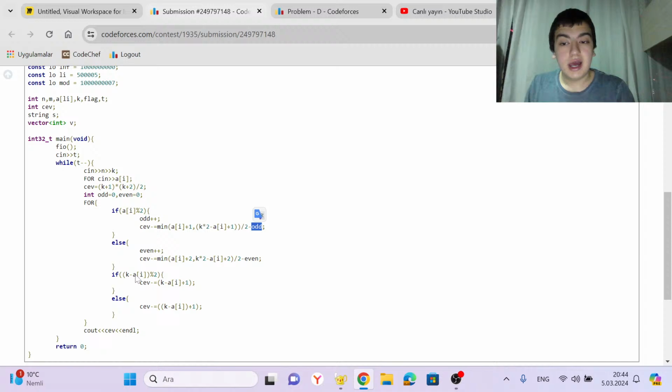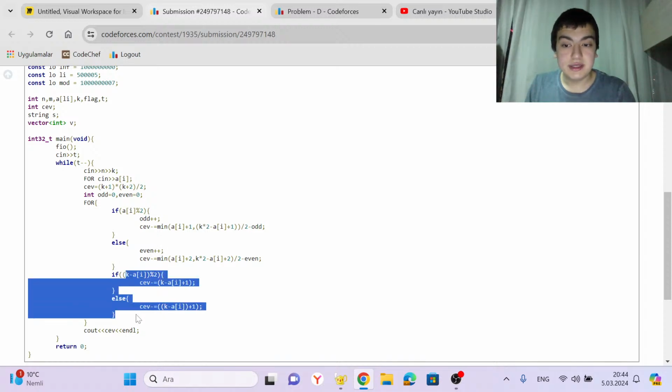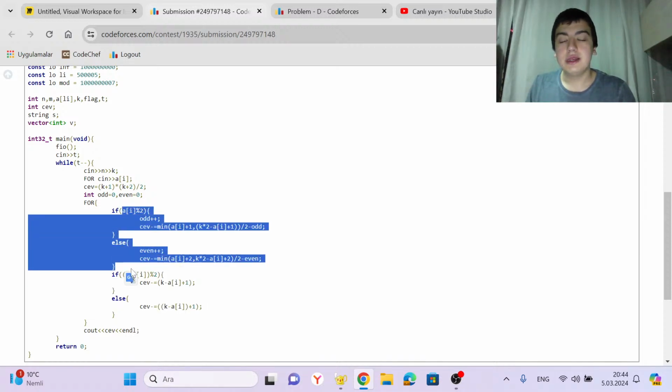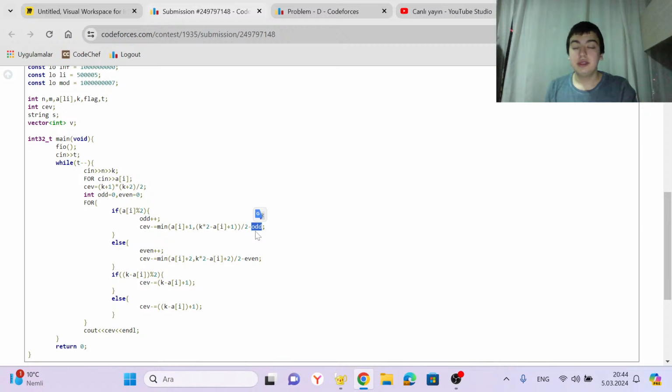I am decreasing because I am also adding some cases in this case, and I am also adding in this case. So I need to decrease this by the number of odd numbers, because otherwise I will add the collisions twice, and I don't want to add the collisions. I don't want to decrease the collisions twice. Okay, this is why I'm doing it like that.